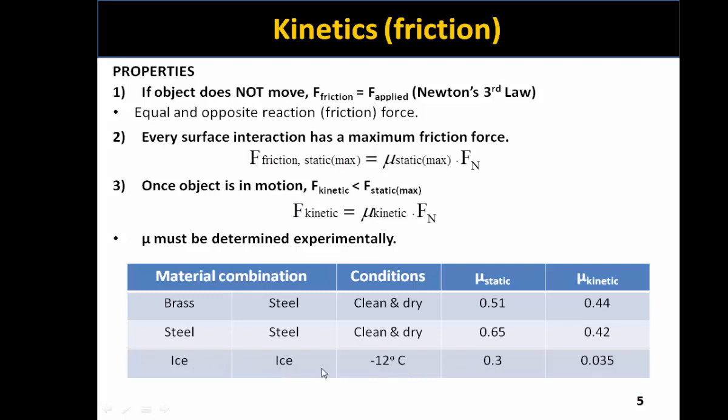So what we see here is that if we have a relatively smooth ice surface on top of another relatively smooth ice surface, the coefficient of static friction is much lower than that of steel on steel and brass on steel. So the resistive force to sliding is going to be much, much lower. Now, once that block of ice gets moving on an ice surface, you see that the coefficient of kinetic friction drops by one full order of magnitude. So once that ice starts moving on ice, it takes very, very little force to continue that block of ice to move.